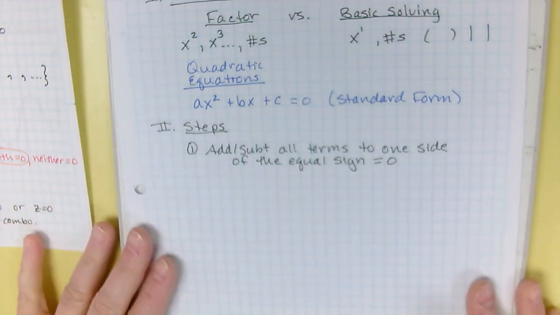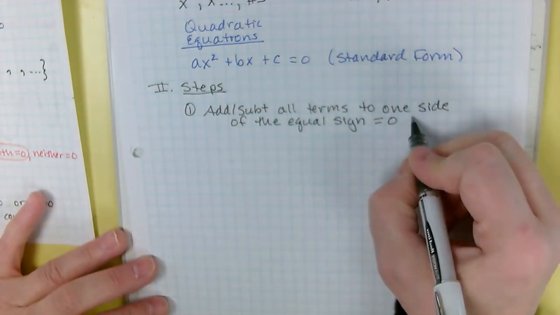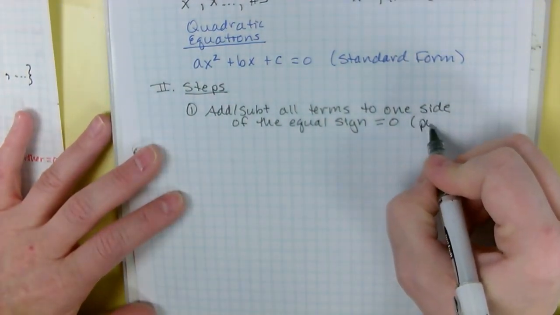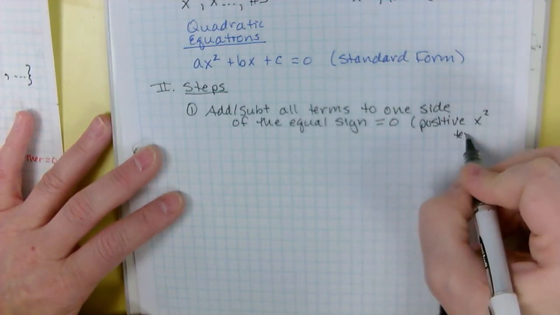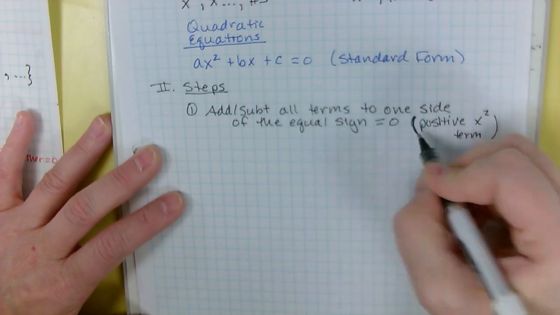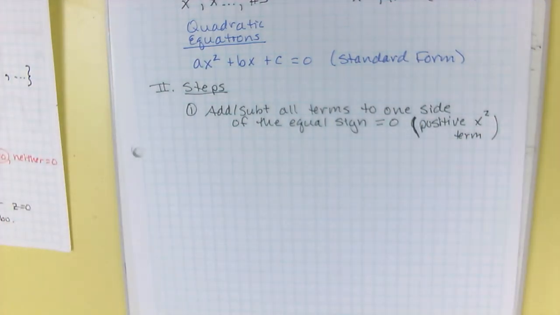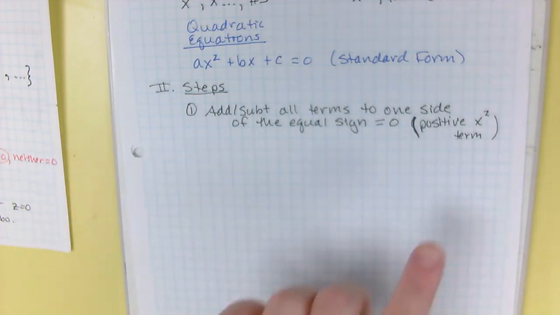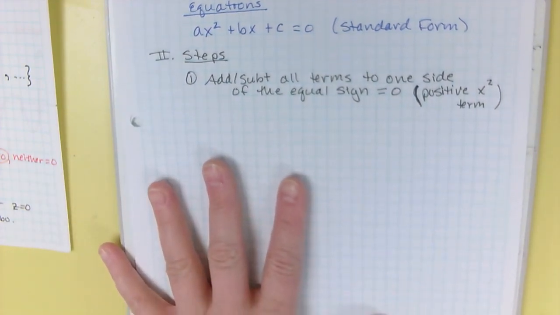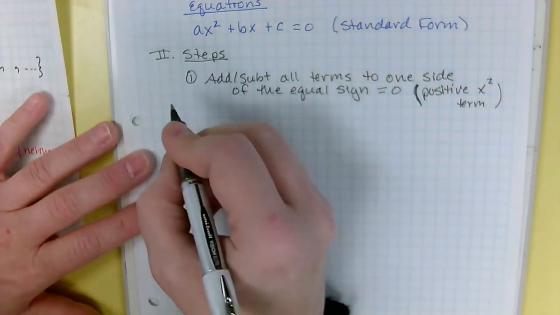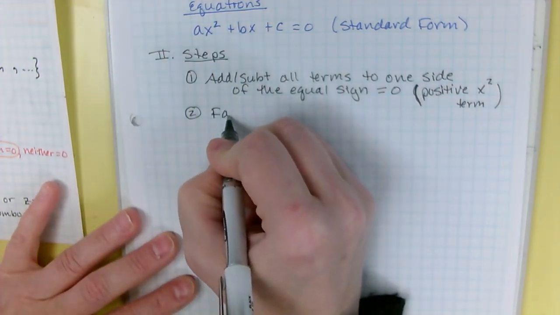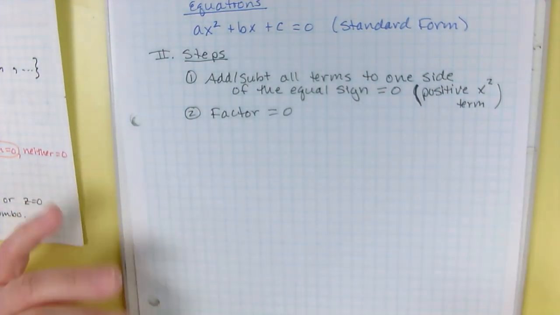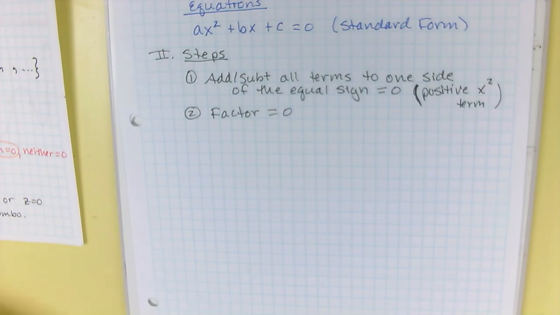And I find that it's easiest if you go whichever direction makes a positive x squared term. We just do better factoring with the positive x squared term. So if that means you add things left, you add things left. If that means you add things right, you add things right. It just goes a lot faster with the positive x squared term. Okay, now that everything is to one side, you are going to factor equal to 0. And that's the part we've been practicing, is how to factor.